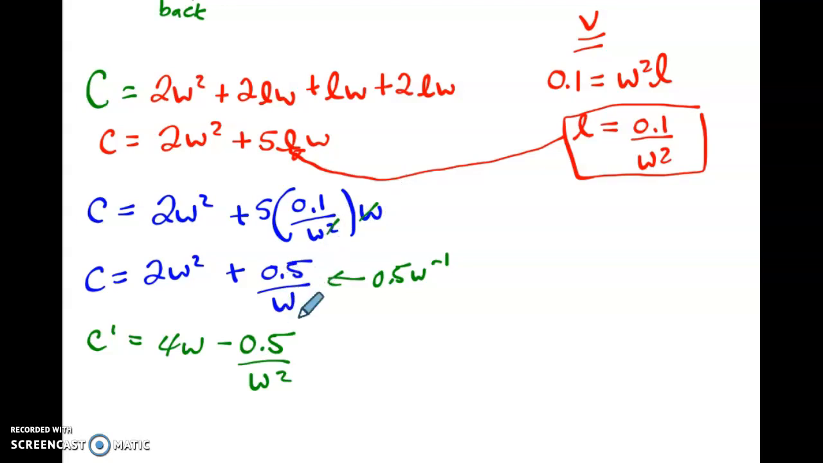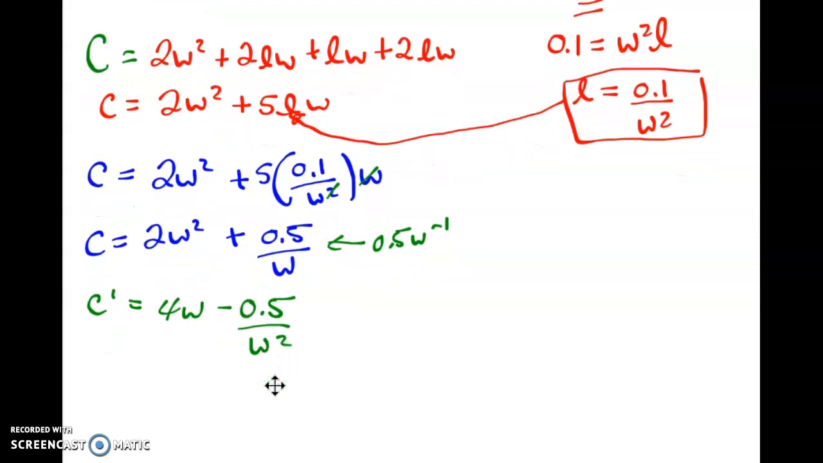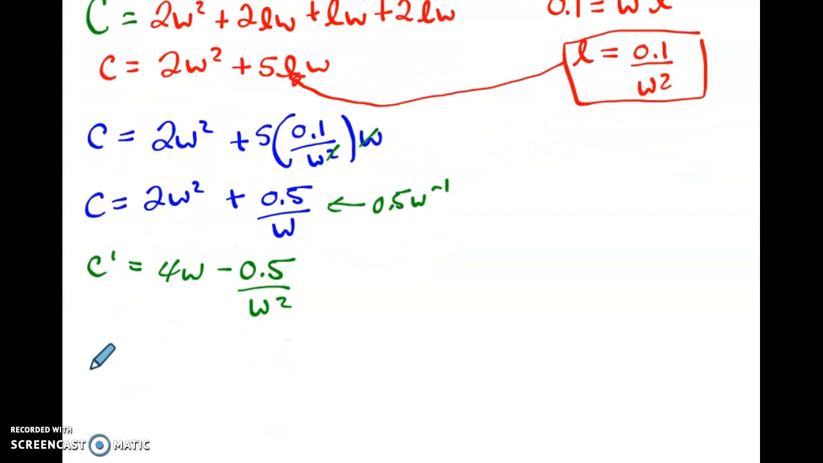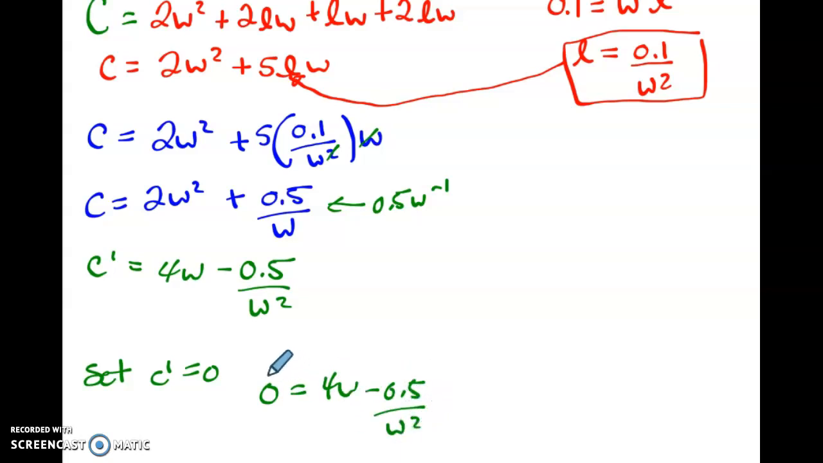Okay, and then we have to take the derivative of this. So remember, when we're taking the derivative with the w on the bottom, you want to bring it up and write it as a power of -1, and then take the derivative that way. Okay, so here's our derivative. We are going to set c prime equal to 0, and we're going to solve for w. And the easiest way to do that is going to be to multiply everything by w squared, because that will cancel out the denominator.